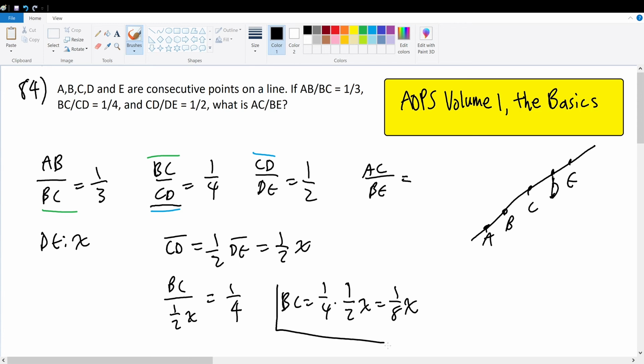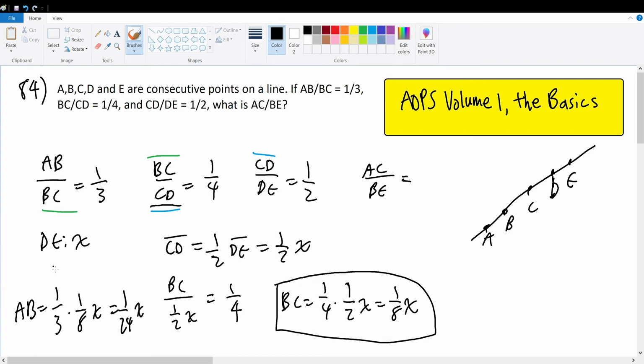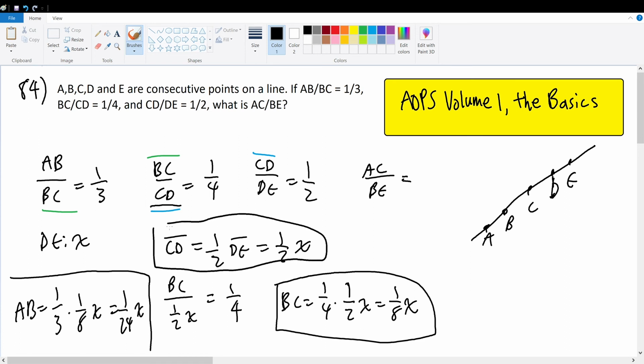And with BC out the way, we can begin to find AB in terms of X. And that's the same process. AB is equal to 1/3 times BC, which is 1/8 X, which is 1 over 24 X. And with these values out the way, what can we deduce about AC and BE? So I am just circling the quantities that we need to solve this question. Well, we know that since these are consecutive points on this line, AC will be equal to AB segment plus BC segment.